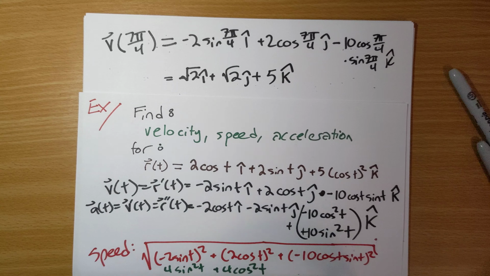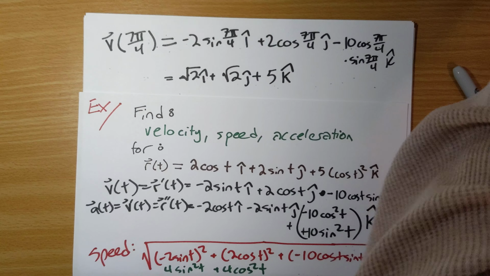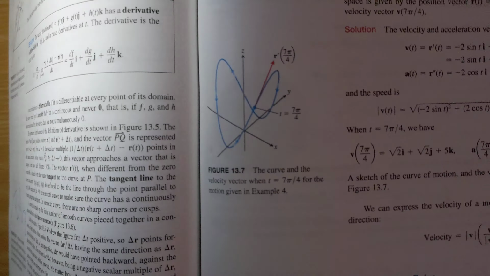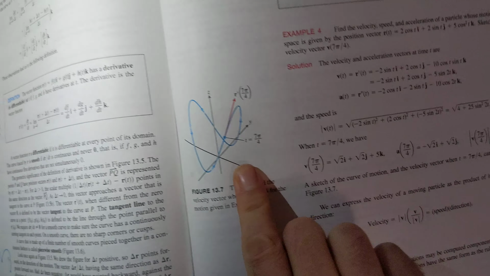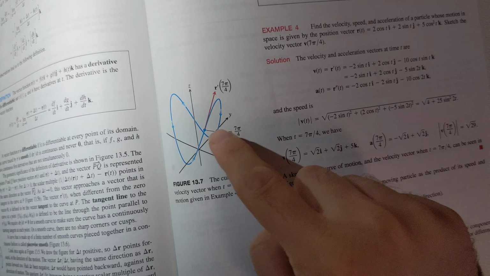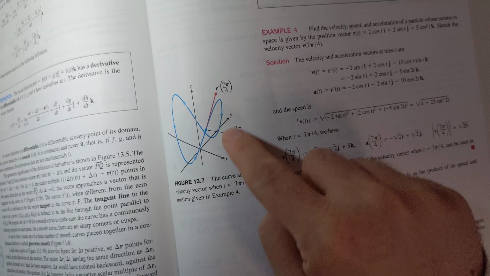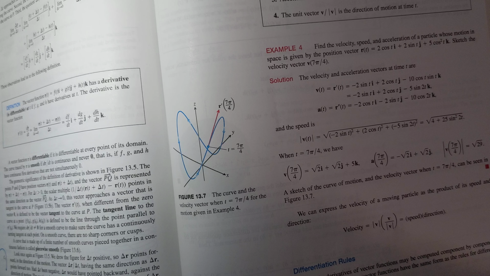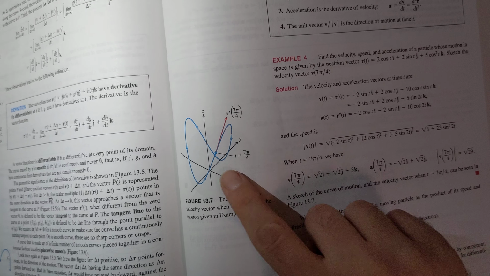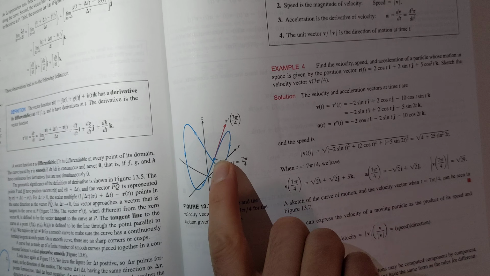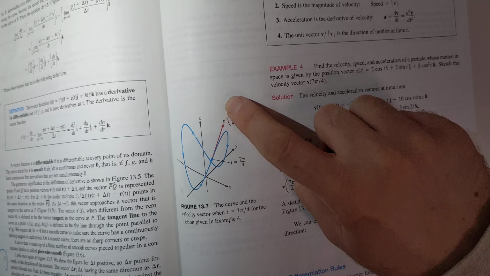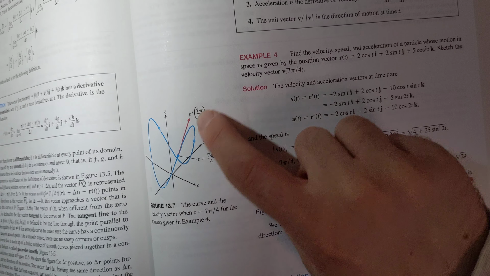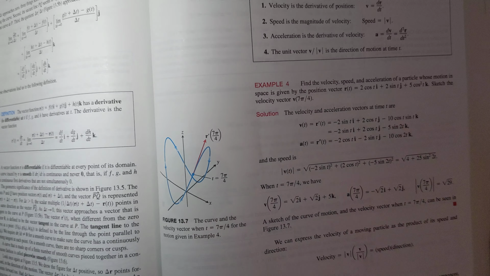And the reason I'm doing this example, sometimes I borrow examples straight from the book. Let me just show this off right here on this side. So this is the curve. It ends up being a loop over and over again. This will be the path of our particle. And right there is when t is equal to 7 pi over 4. And you can see the velocity vector is pointing in the direction that you're moving there at that instant.